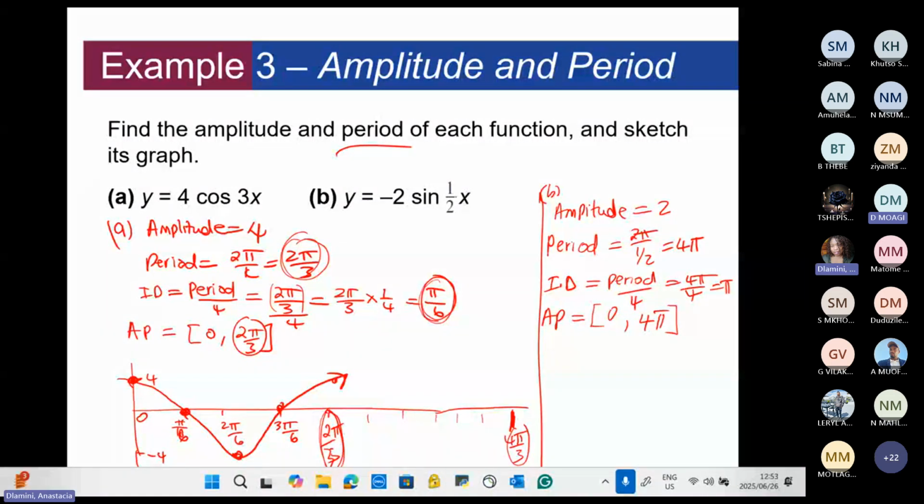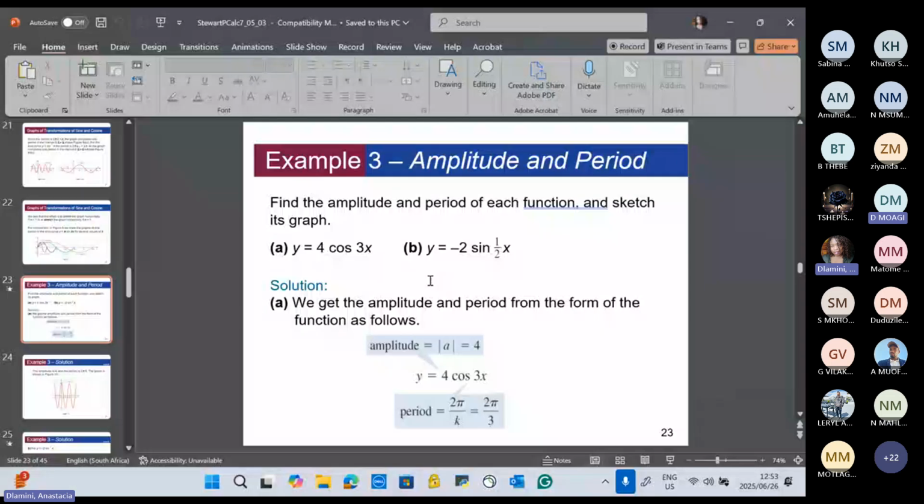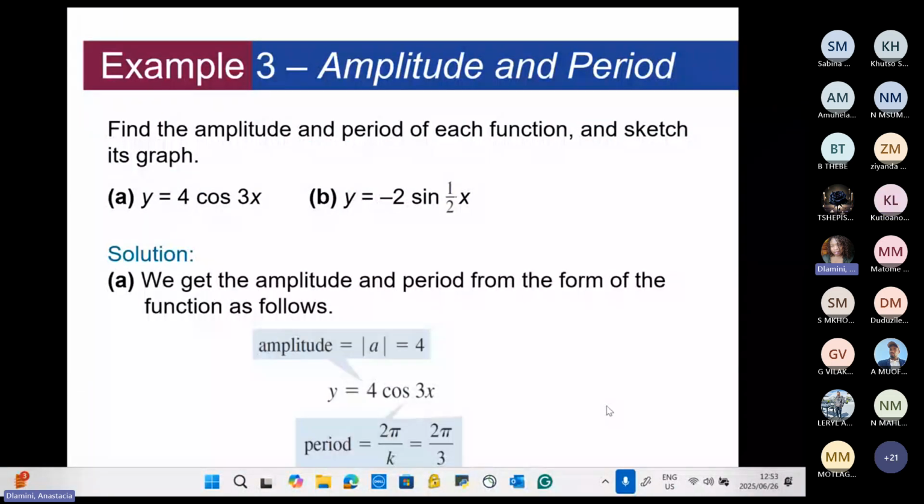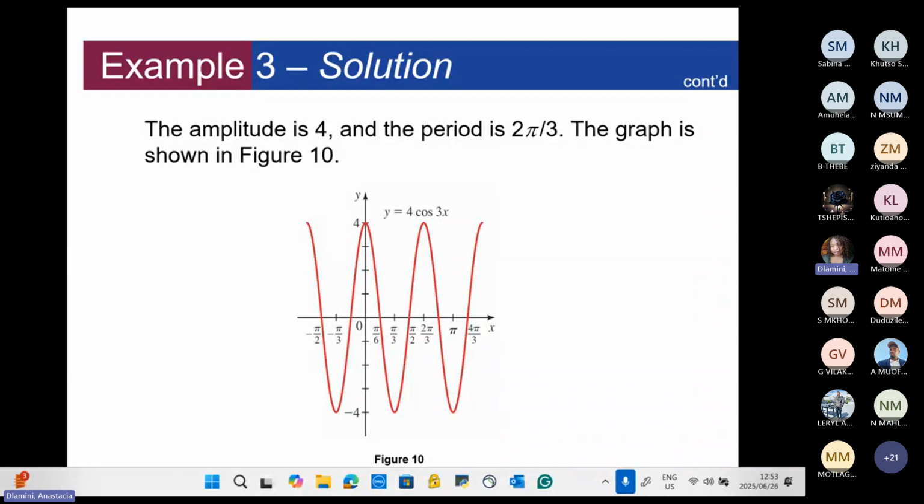So you don't just draw because you feel. You start somewhere. So they say we get the amplitude and the period from the graph of the function as follows. The amplitude is 4. The period now is 2 pi over k, which is 2 pi over 3. So the graph is that. Do you see what we did? We started from 0 and we did one complete period. And you were right, you added another complete period, and they extended to the left as well.